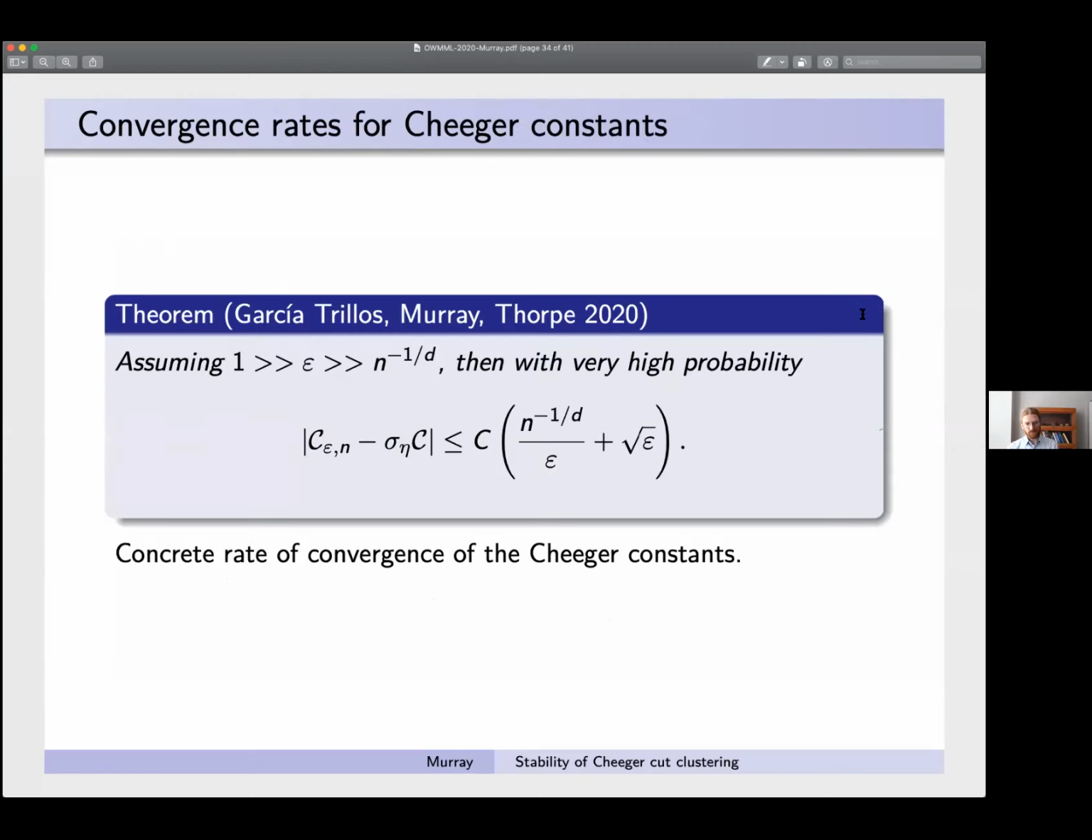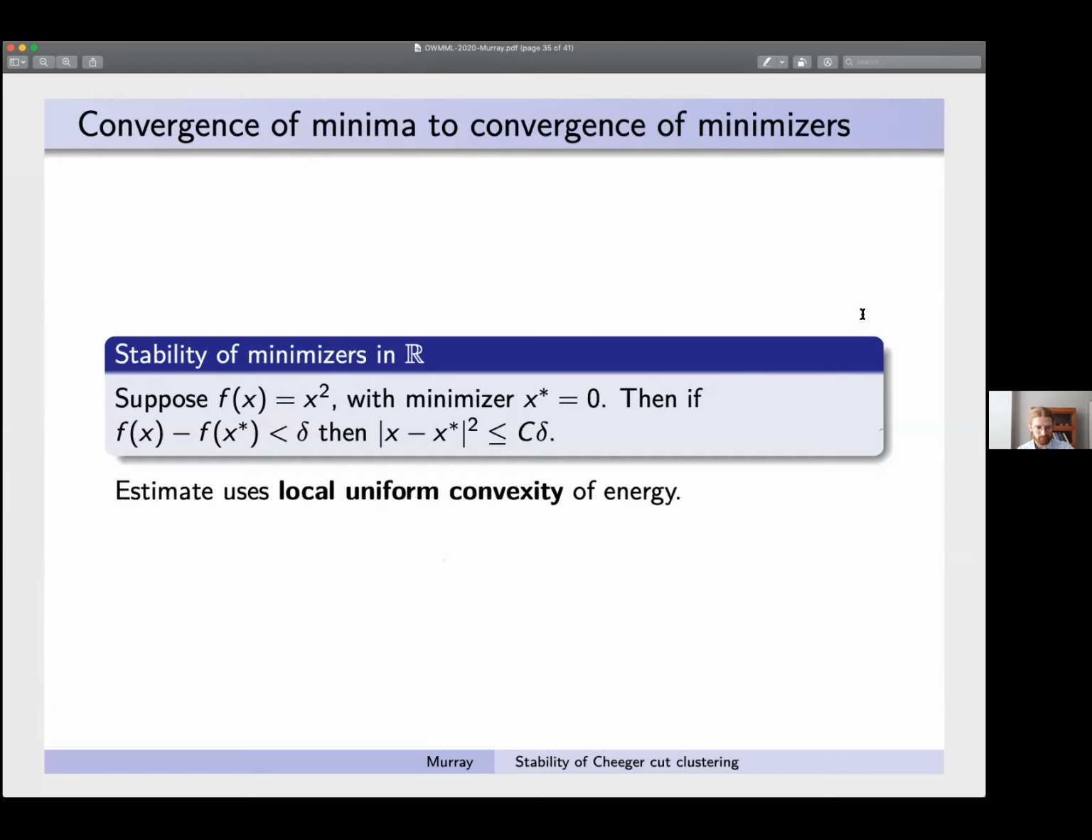All right, so once we've proven that the Cheeger constants converge, a very natural question is, can you say something about the sets? It's nice that the energies converge to something, but do the underlying sets actually converge to something? Or can we quantify how they converge? We've quantified the convergence of the energies. Can we also quantify the convergence of the underlying sets?